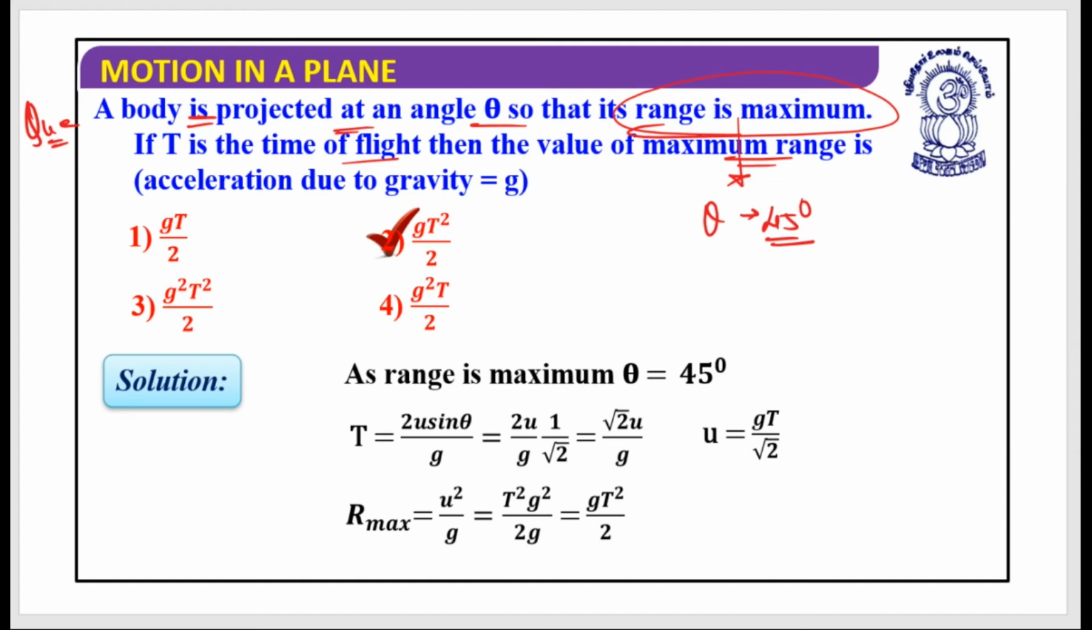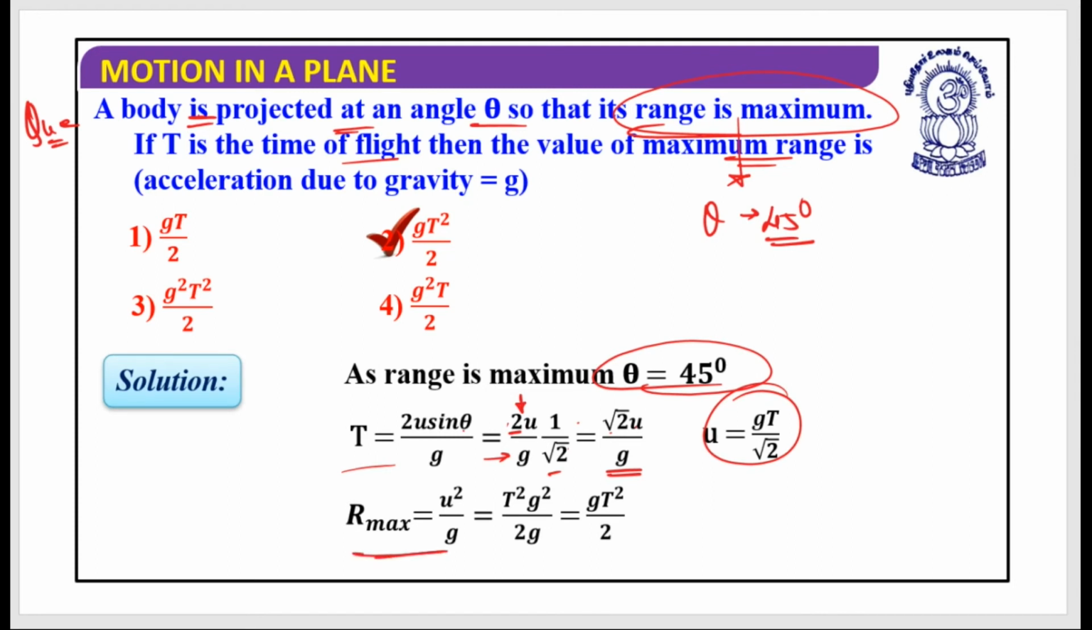As they say, the range should be maximum, so I know that theta should be equal to 45 degrees. Now let's write down the time of flight. It's 2u sine theta by g. This is 2u divided by g into sine theta. It's sine 45, and sine 45 can be written as 1 by root 2. So this is root 2 u by g, and according to this, u can be written as gT by root 2.